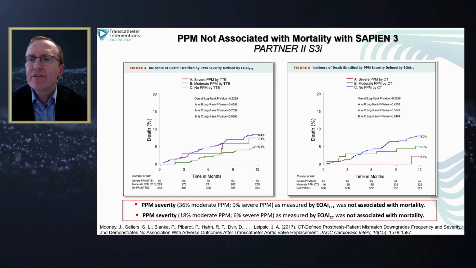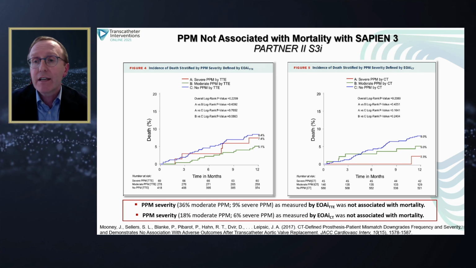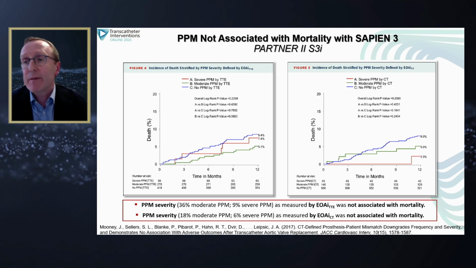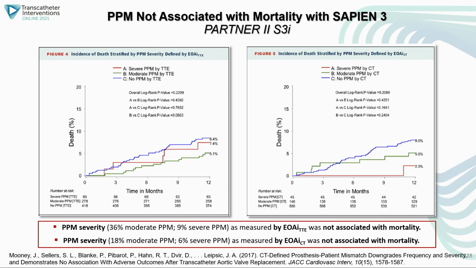You can see here on the left graph that, again, severe PPM by echo criteria and on the right side, severe PPM by CT criteria do not appear to correlate with mortality. So it doesn't appear to be the way that we're defining PPM or the way that we're measuring PPM, but it is certainly something to do with our echo measurements and the way that we're defining these echo gradients.